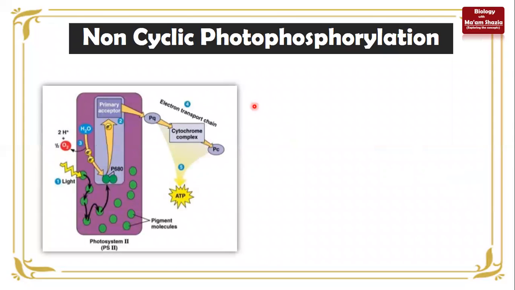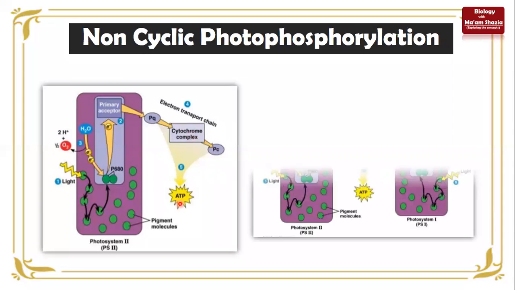Then the electrons from the primary electron acceptor will move to the plastoquinone. After plastoquinone, they will move to the cytochrome complexes. And then from the cytochrome complex, they will move to the plastocyanin. While the electron is moving through this electron transport chain, the energy of the electron will be stored in the form of ATP. This is called chemiosmosis.